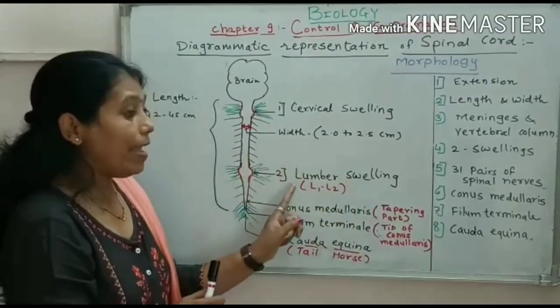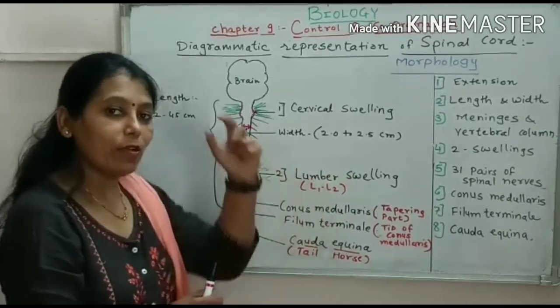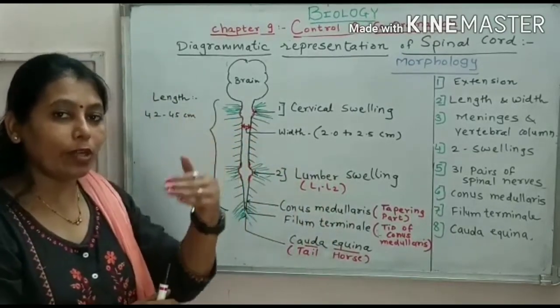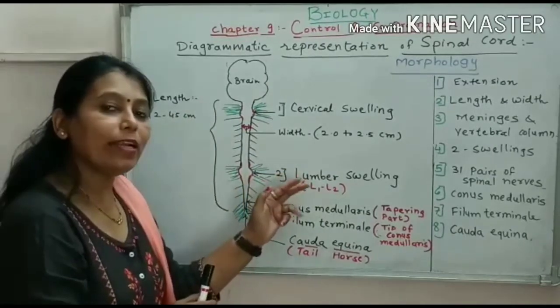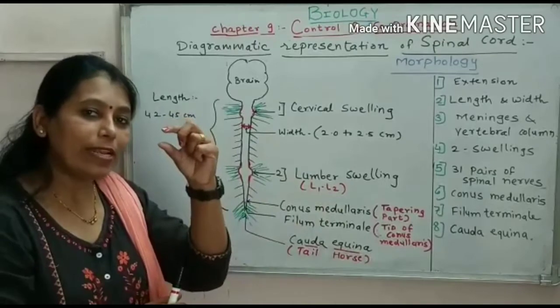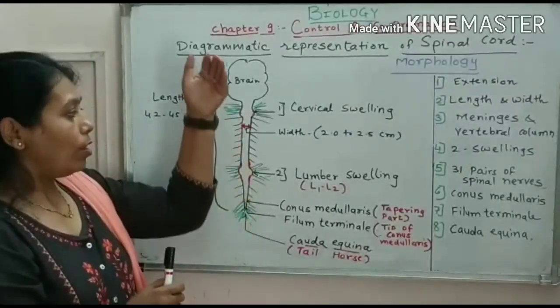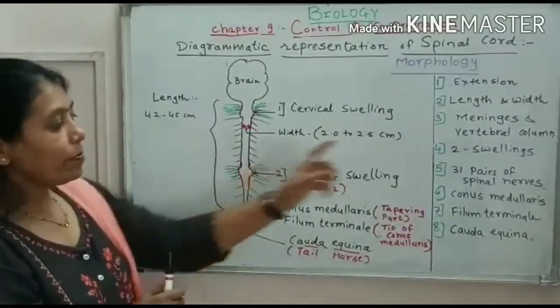That swelling extends, L stands for lumbar, 1 to 2 means 1, 2, 3, 4, like this we count the vertebrae. So this swelling extends from 1 to 2, it is not too much, it's a very small swelling, but two swellings are present on the spinal cord.